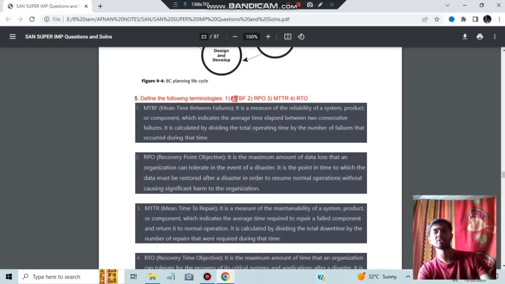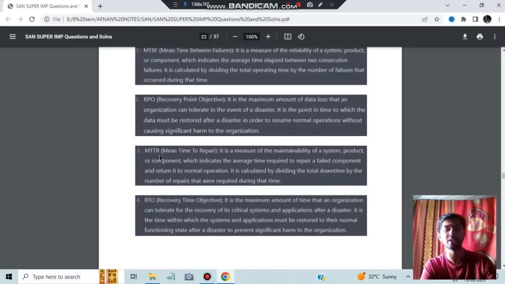Explain the following terminologies: MTBF, RPO, MTTR, and RTO. MTBF means mean time between failures. RPO is recovery point objective. MTTR means mean time to repair, how much time is required to repair. RTO means recovery time objective, how much time is required to recover from the previous disaster or an outage.